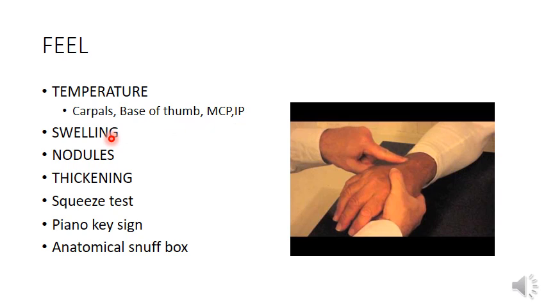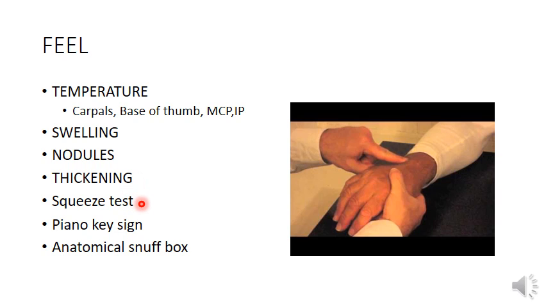If there is any swelling, palpate over the swelling to look at how it feels. Nodules, palpate if it is firm or hard in consistency, and if it is attached to the skin or if it is deeper to the skin. Thickening of the skin can be found by pinching the skin over the dorsal aspect of the hand to check if it is thin or thick.